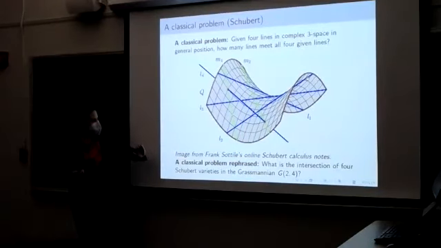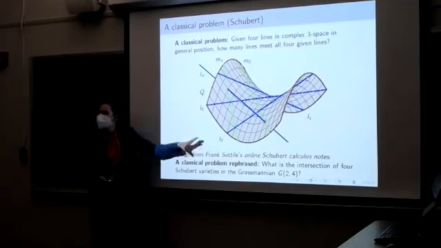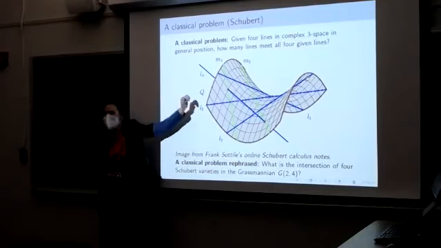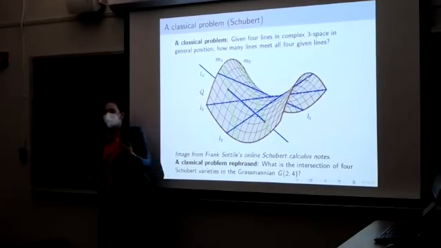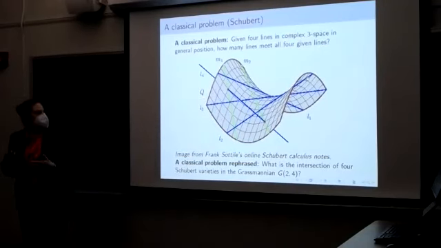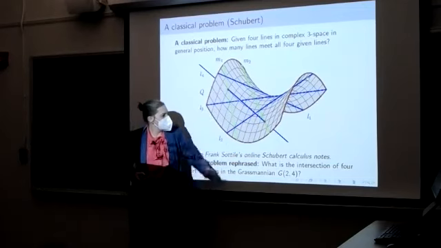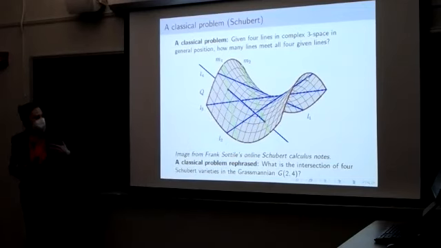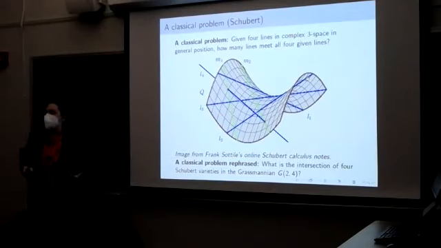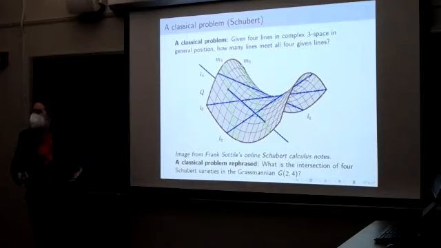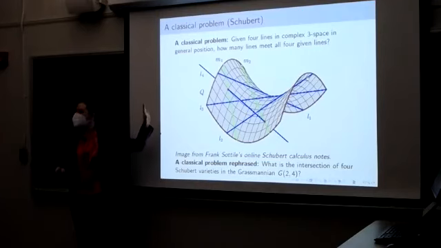I will not subject you to any more of my drawing. Instead, I will thank Frank Sottile for posting such a nice picture on his website. We might want to ask an enumerative geometry question, like how many lines in complex 4-space intersect any 4 given lines in general position? Those are the blue lines. The answer is 2. Those are the green lines. And this can actually be rephrased as what is the intersection of 4 Schubert varieties generically translated in the Grassmannian G(2,4). So we can use these intersection questions in Schubert variety land to tell us about these really concrete questions in enumerative geometry.